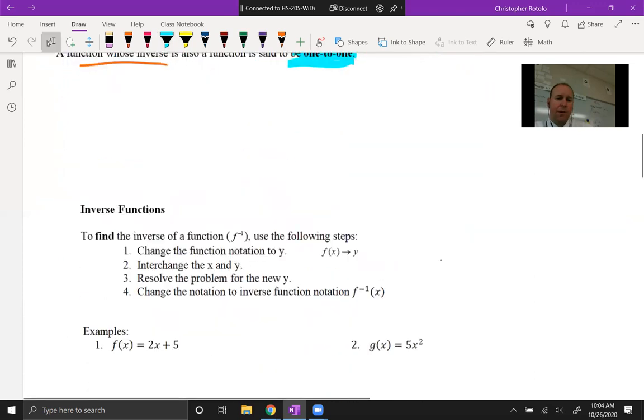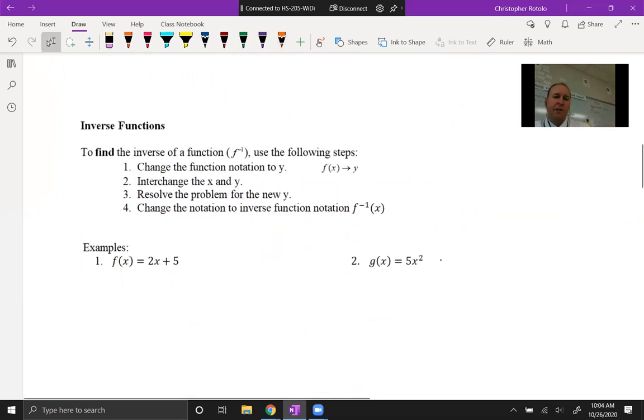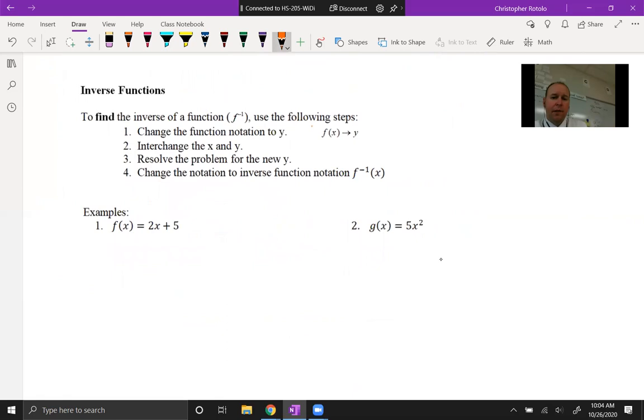So, one-to-one vocabulary. All right, how do we do this? Those were all graphs and tables and stuff like that. But what are we actually going to do? Here's what we're going to do. We're going to use f of x. Remember, that's the same thing as y. We're going to change out the x and the y. We're going to solve for y. And then we're going to say it's not f of x anymore. It's f to the negative first power of x.